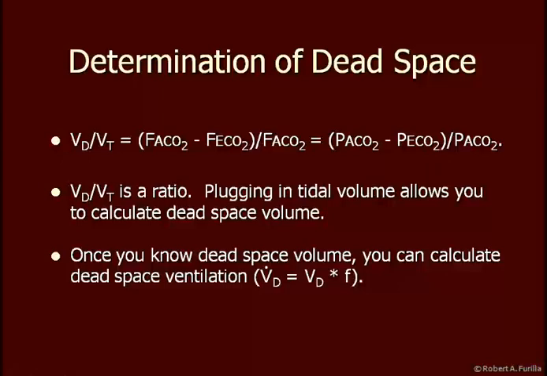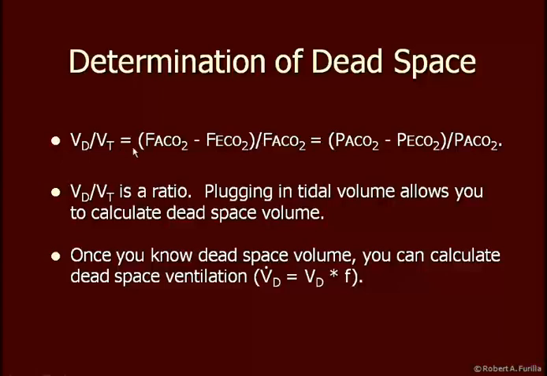Dead space. We can calculate the dead space by first looking at the dead space tidal volume ratio, that is, the fraction of the total volume that is devoted to dead space. FaCO2 is the total CO2 because all CO2 exhaled must come from the alveoli. So that's the total CO2. FeCO2 is expired mixed CO2, which contains dead space air. That difference divided by the total gives us the fraction of the total volume that is dead space.